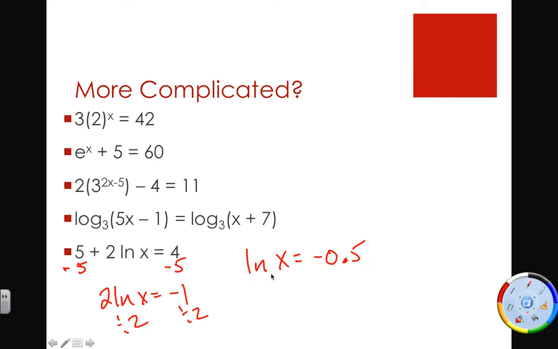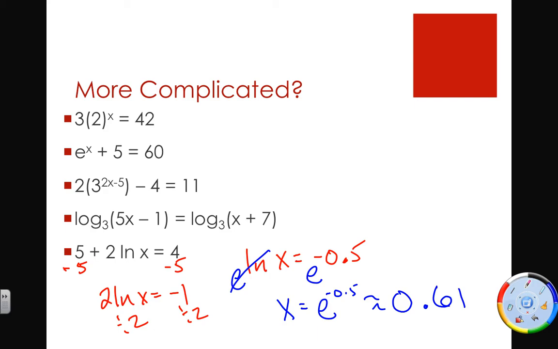And because I have the natural log, I'm going to take the e of both sides. So e and e. So I get that to cancel. I'm left with x equals e to the negative 0.5, which is approximately, if I plug it in my calculator, 0.61. See, nothing too hard with these problems. You just got to take your time and work through all of them. Oh, dang it, I got one more down here.